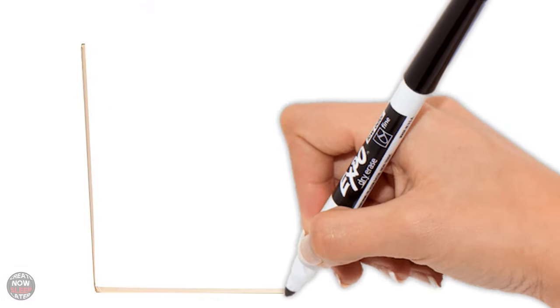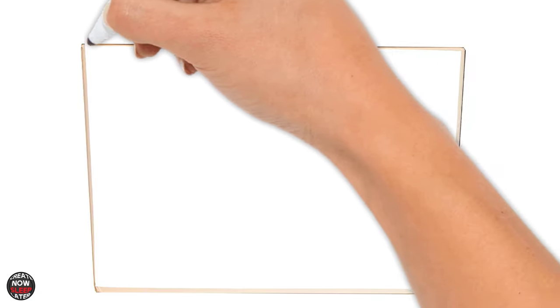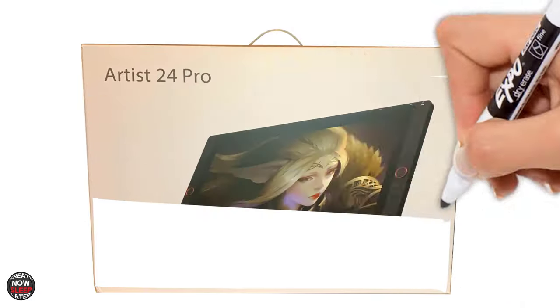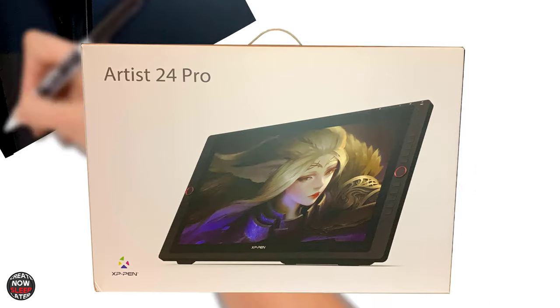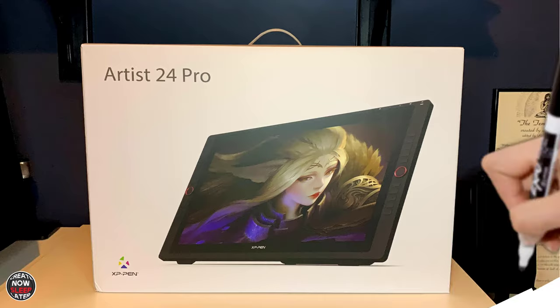The Artist24 Pro is a pen display. It means you draw on it. It needs to be connected to a computer or laptop. In other words, you can't just use it on its own. The first thing you'll notice is it comes in a huge box. It's big. It's a big one.